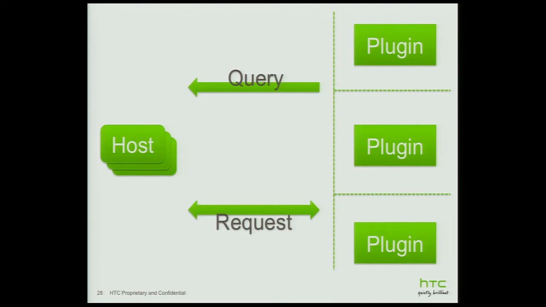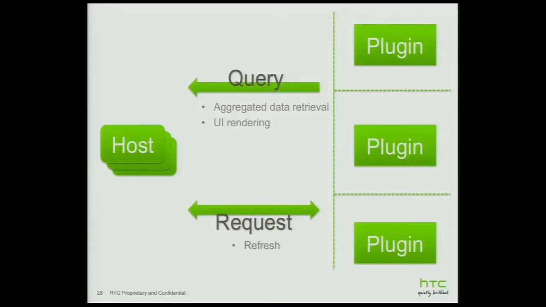So at any given time, a host may need to retrieve content from the plugins in an aggregated or sorted or filtered form. And the content needs to be uniquely rendered for each different social plugin service. For example, your Facebook status update is going to look entirely different from a tweet. So the host may also need to make requests to the plugins when it wants to refresh for new content, or when you scroll to the end of a list, you might want to request to load more content from the cloud.